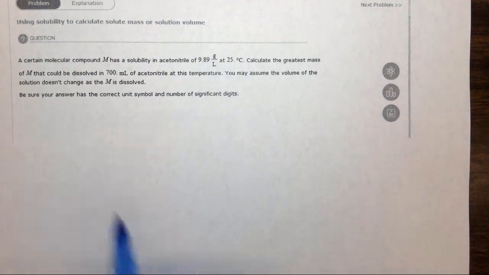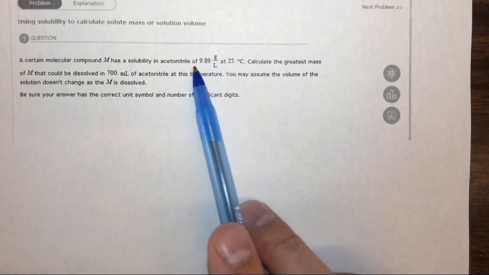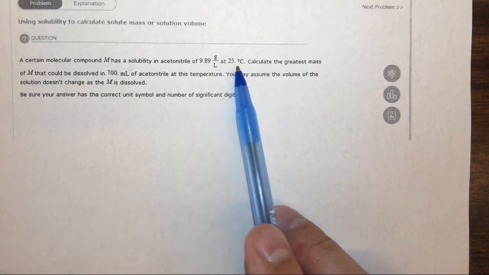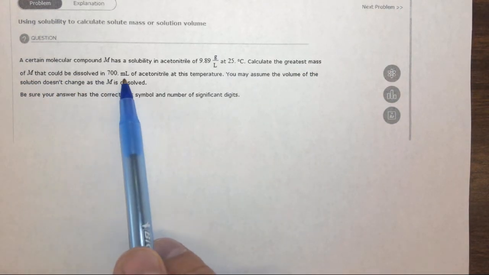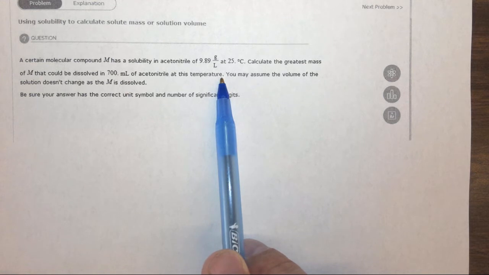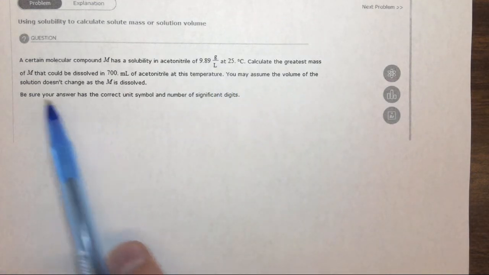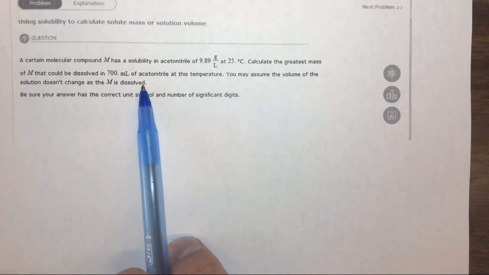This question says, a certain molecular compound M has a solubility in acetonitrile of 9.89 grams per liter at 25 degrees C. Calculate the greatest mass of M that could be dissolved in 700 milliliters of acetonitrile at this temperature. And then it says you may assume the volume of the solution doesn't change as the M is dissolved.